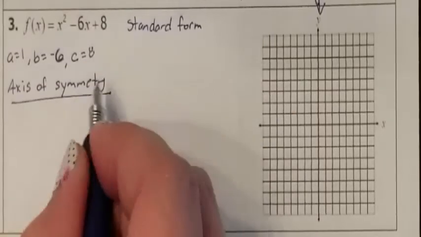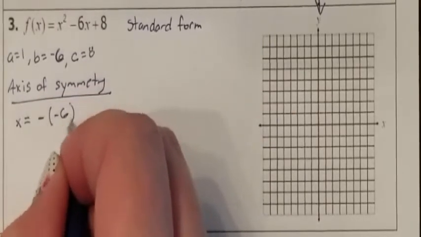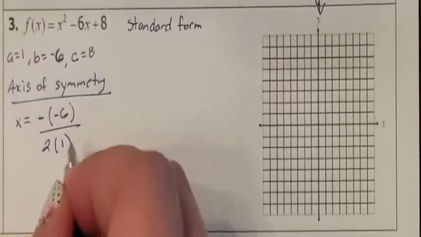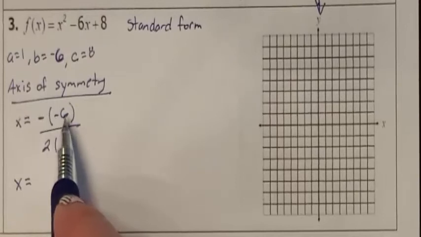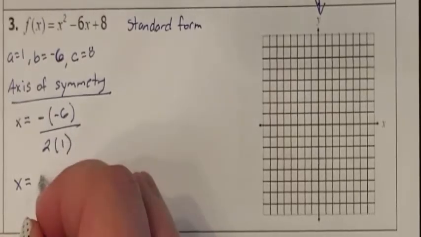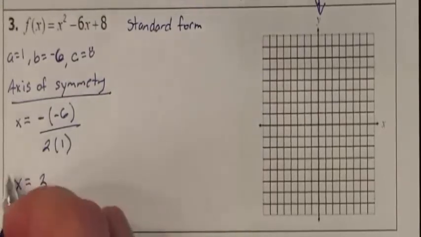After you locate your ABCs, you're supposed to find the axis of symmetry, which is the opposite of b all over 2a. So my axis of symmetry is the opposite of -6. So I have 6 divided by 2, which gives me 3. So my axis of symmetry is at x equals 3.